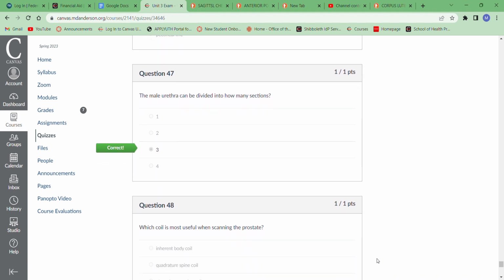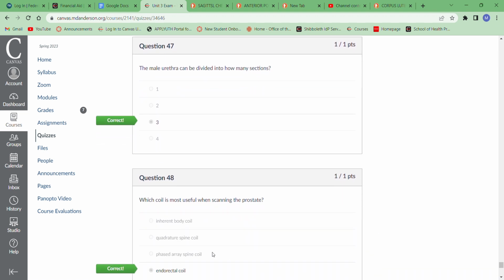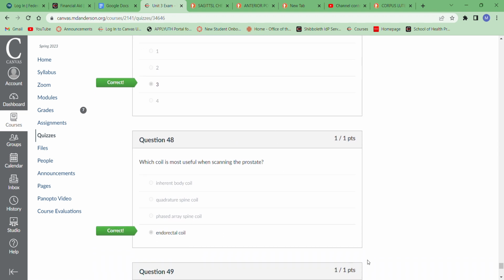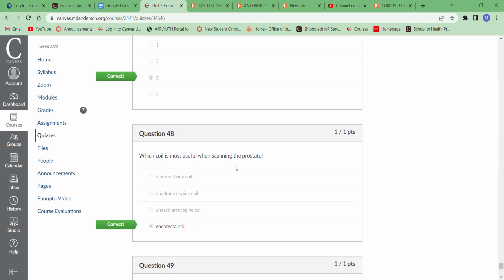Which coil is most useful when scanning the prostate? The flex coil, body coil? Oh yeah, that's right, endorectal coil. Looking at the prostate, you have to stick something up your butt, and that helps to see because that's the closest that you can get your coil to the region of interest, the prostate.